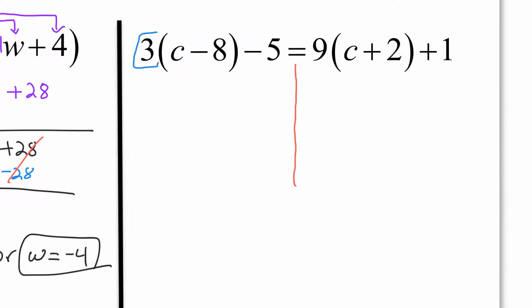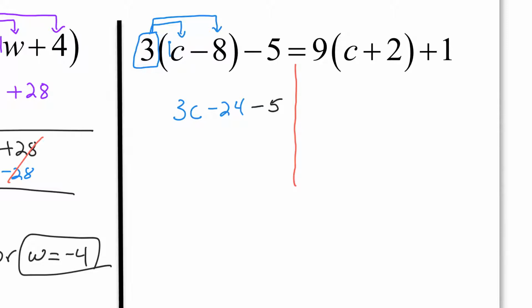So I'm going to multiply 3 times 1. There's the invisible 1c. So that's 3c. I'm going to multiply 3 times negative 8. That will be negative 24. And I bring down the minus 5. I don't multiply by 3 because minus 5 is outside of the parentheses.